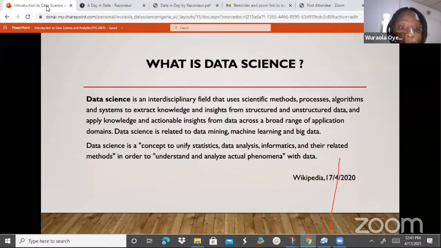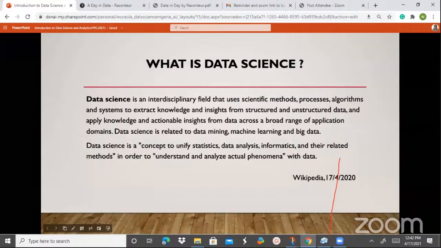I copied this from Wikipedia, but it does a good job explaining what data science is. Please, can you hear me clearly? I'm just doing a mic check. Yes, we can hear you.